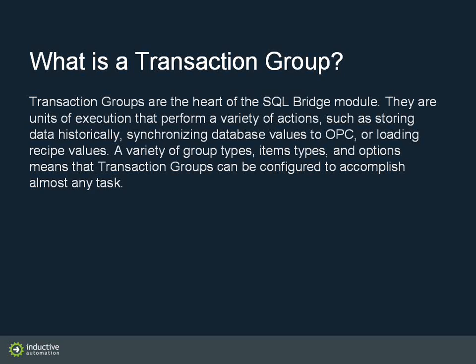So there are a variety of group types, item types, and options that transaction groups can be configured to accomplish almost any task. We can think of a transaction group as a black box, if you will. A black box is where you can configure all of your logic. You have inputs to that box, and you have outputs from that box. And the inputs and the outputs can be from the PLC or from the database. They can go to the PLC or go to the database. So it's really all about learning how you can configure that black box to get the actual functionality that you're looking for.